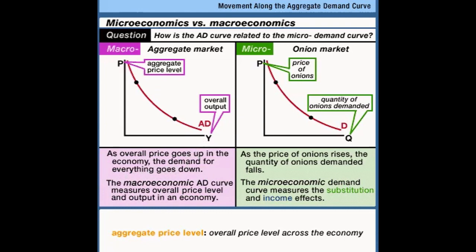So don't confuse the microeconomic demand curve for onions with the macroeconomic demand curve that's talking about how the overall price level affects real gross domestic product. Now that we've got the aggregate demand curve drawn, and now that we understand what it means to move along it, we can talk about what shifts the aggregate demand curve. And this takes us one step closer to completing our model of the macroeconomy.